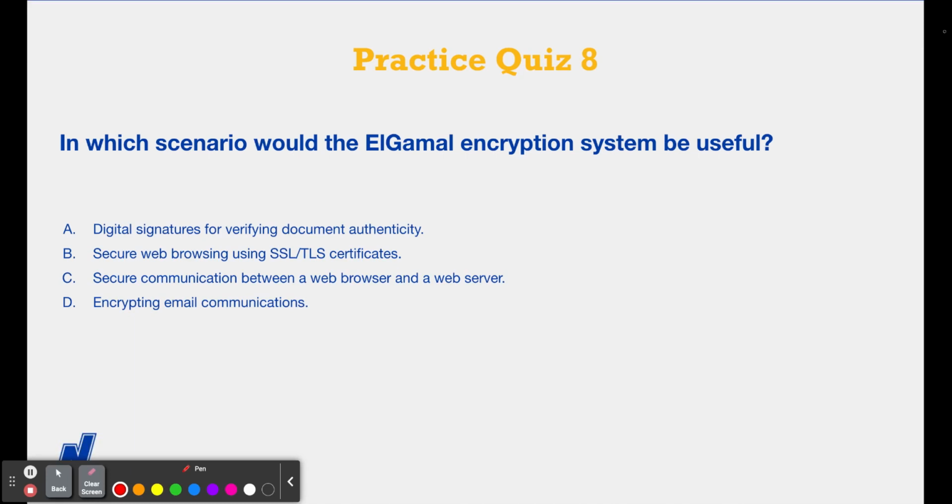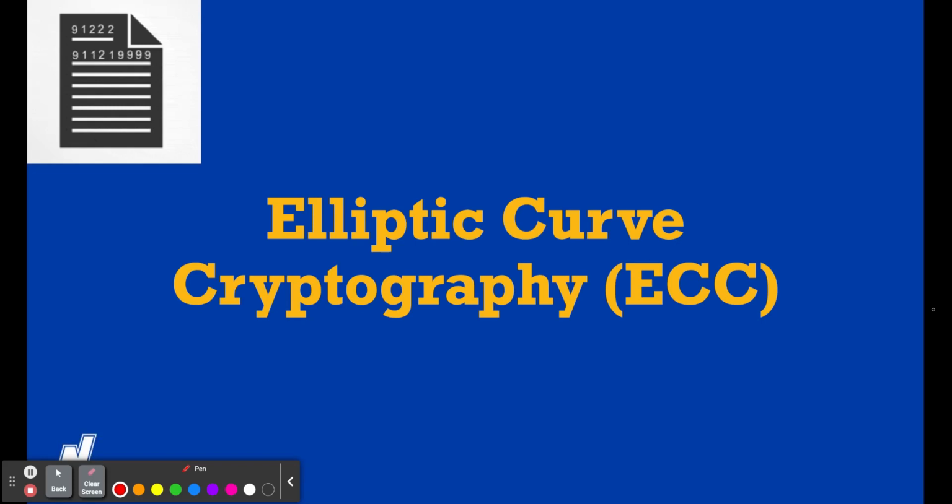And the correct answer is option A, digital signature for verifying documents and authentication. ElGamal can be used for digital signatures, as we mentioned in the previous slide, whereby a sender signs a document with a private key, and then anyone with access to the sender's public key can verify the authenticity of the signature. This ensures the identity of the sender and the integrity of the document, ensuring that nobody has tampered with it since then.